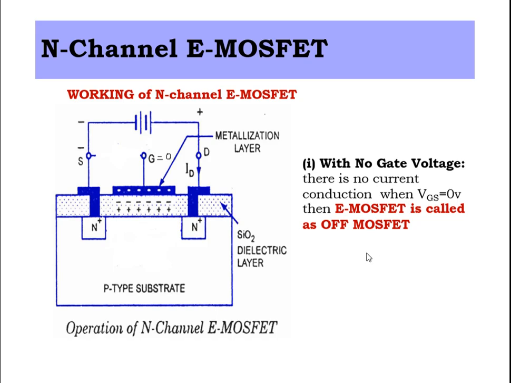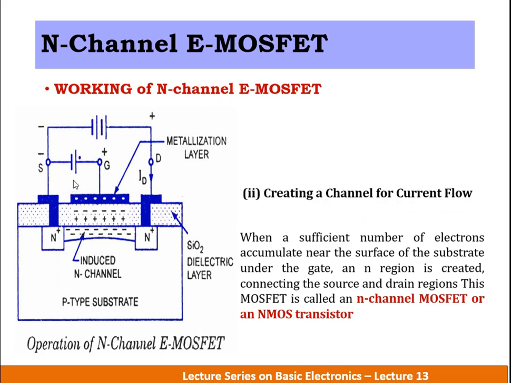Now we are supposed to turn on this device. In order to turn it on, we apply a positive gate source voltage. A positive gate source voltage indicates that the positive terminal of the power supply is connected to the gate terminal, whereas the negative terminal is connected to the source. And as usual we have a positive VDS: the positive terminal of the power supply is connected to the drain, whereas the negative terminal is connected to the source. Under this arrangement we have a positive potential at the gate terminal.